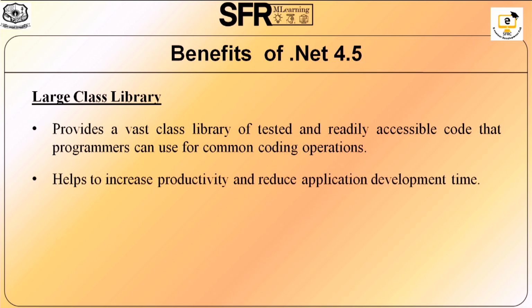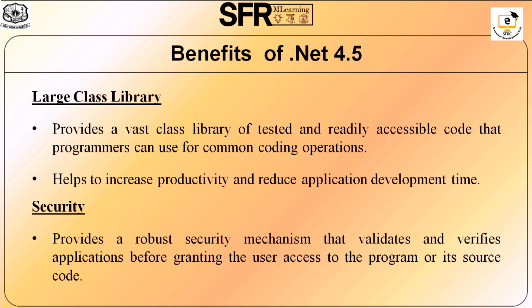The next one is the large class library. It provides a vast class library of tested and readily accessible code that programmers can use for common coding operations. It helps to increase productivity and reduce application development time. The next one is security. As we can see, the .NET framework is cross-platform compatible, so it has to provide security. It provides a robust security mechanism that validates and verifies applications before granting the user access to the program or its source code.